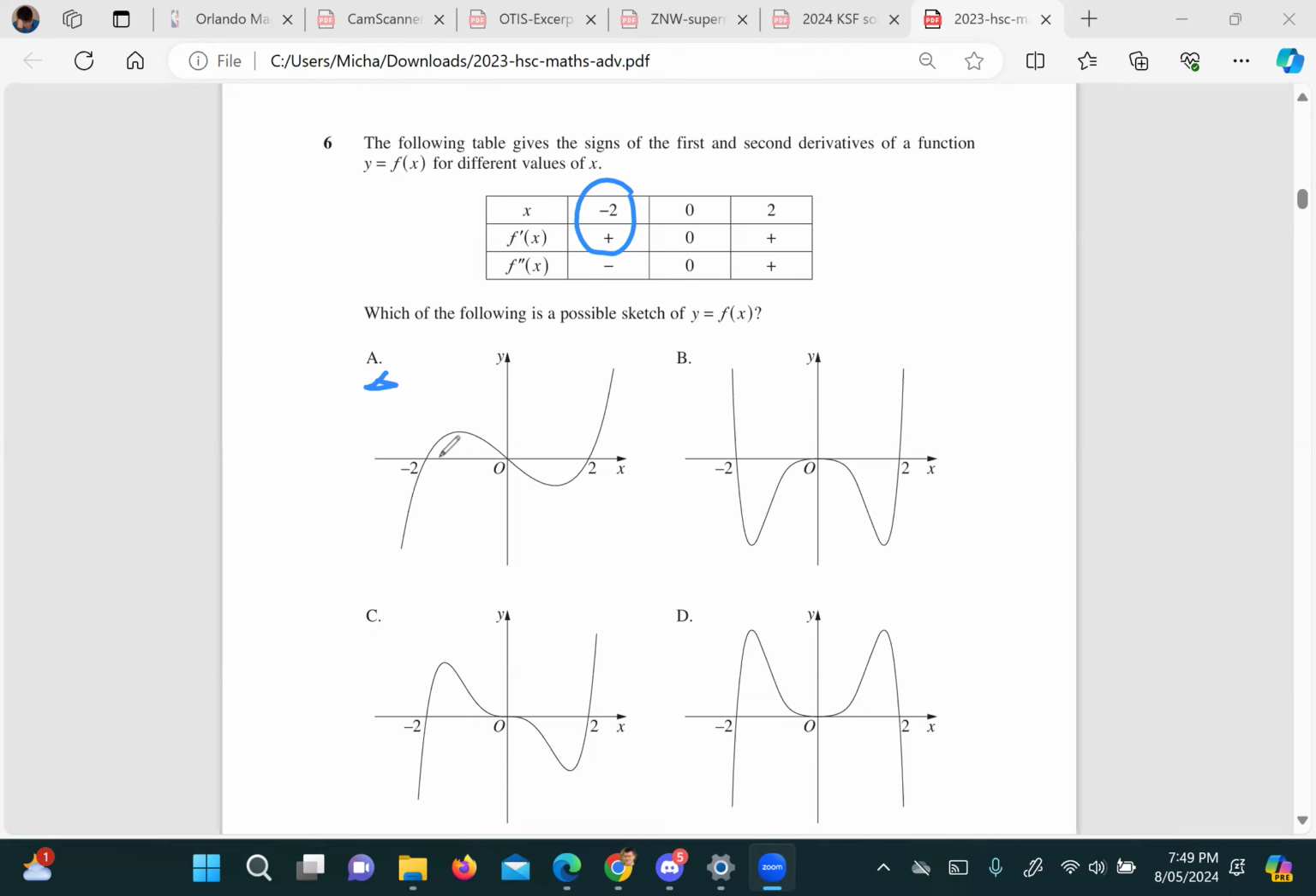If you draw a tangent line at that point, the slope is positive. Positive means it's going this way, and negative is like this way. So, is it positive? Yeah, I think so too. So that part is consistent with A.